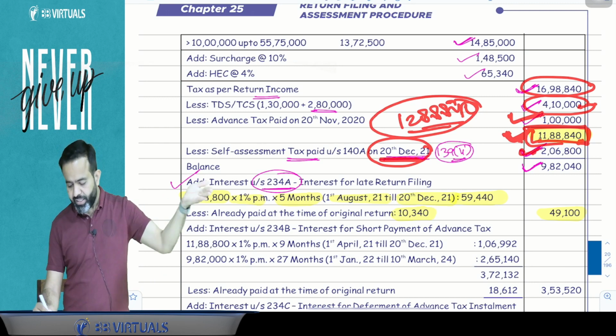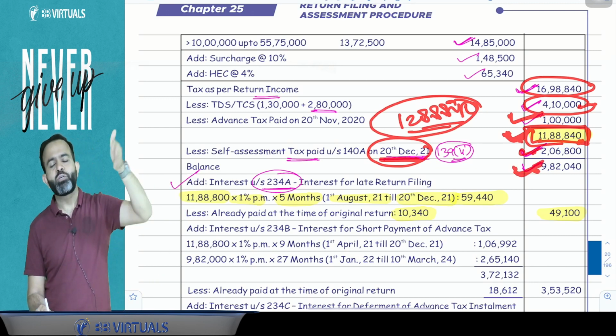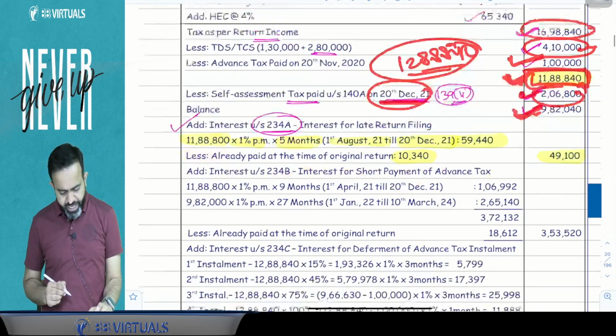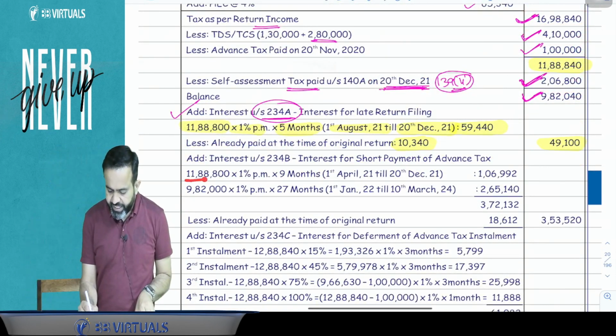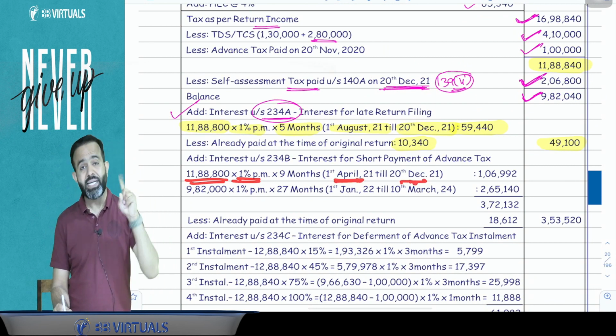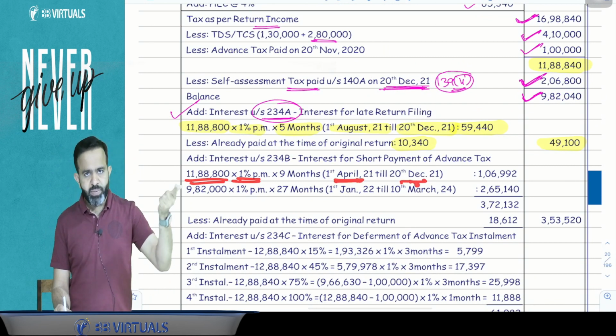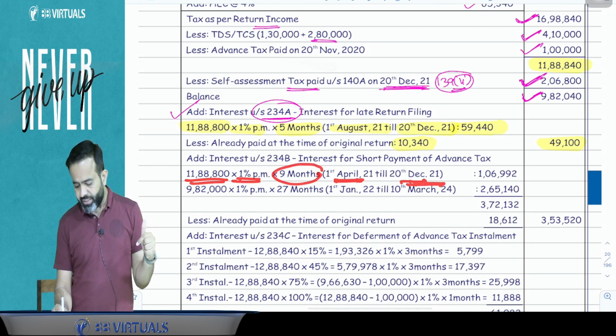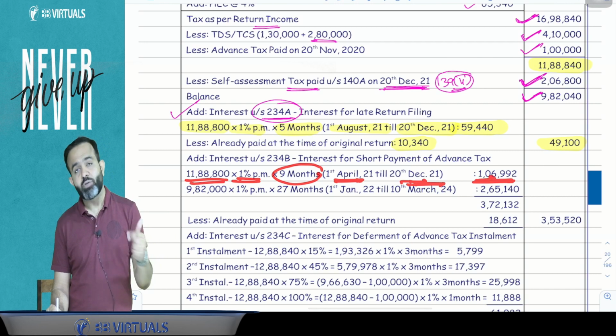And guys, after that interest will be only on the 9,82,040, because you already paid this much tax. So here I have calculated on 11,88,800, 1% is applicable from 1st April till 20th December. And here part of a month will be considered as a full month. So I have considered 9 months of interest here. So for 9 months, this is the interest amount: 1,06,992.